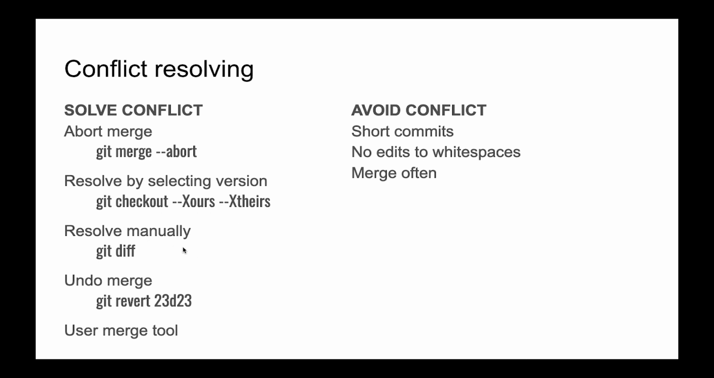Also you can resolve it manually with git diff. It's not as easy as opening the file and editing it yourself. And also you can revert changes with git revert. There are also some merge tools which help you to do it. Usually I resolve conflicts in my IDE, WebStorm, where Git is integrated, and resolving conflicts is very easy in this tool.